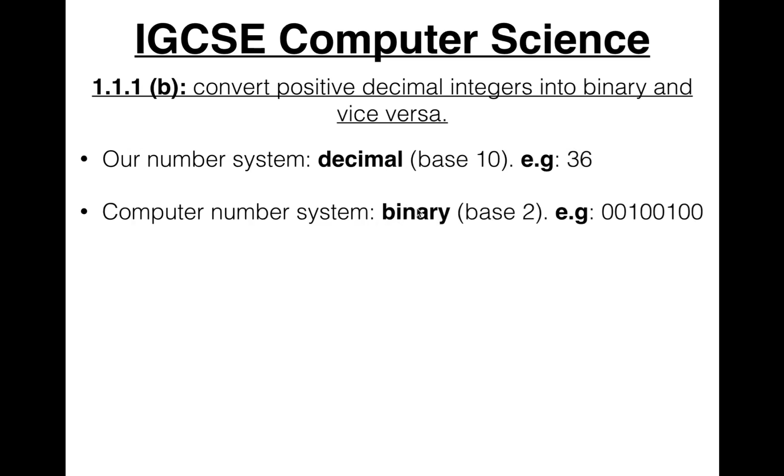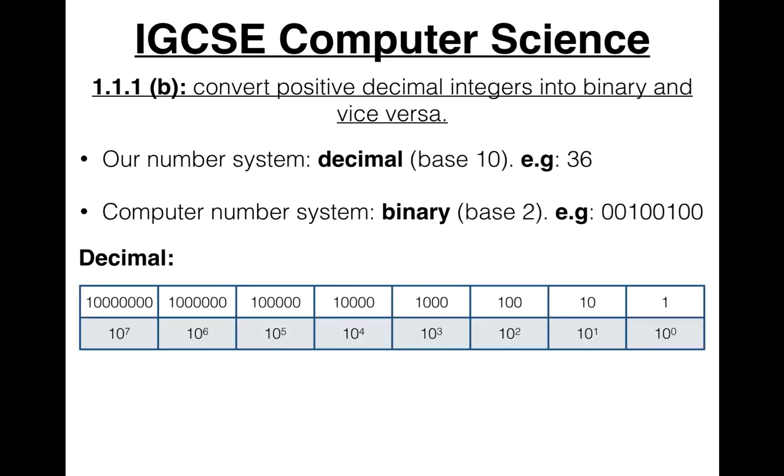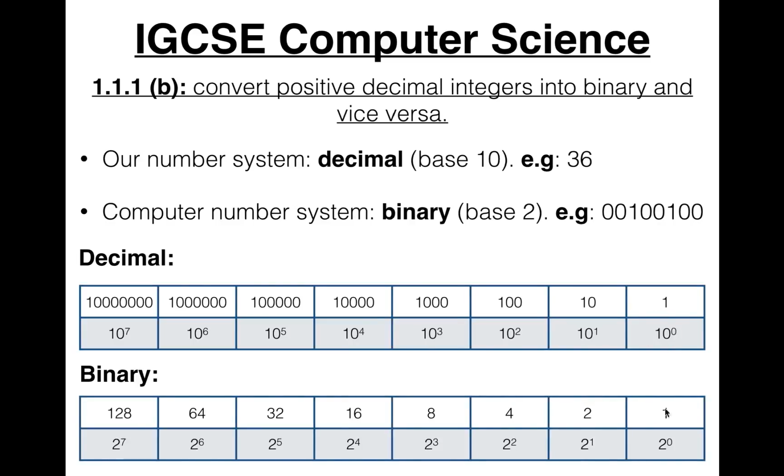Computer number system is binary, which is base 2. So a number would be something like this. And in decimal, since it's base 10, only 10 possible digits exist, which are the numbers 0 to 9. And for binary, it's only 2, which are 0 and 1.